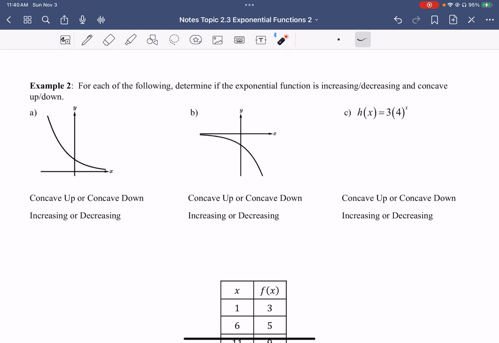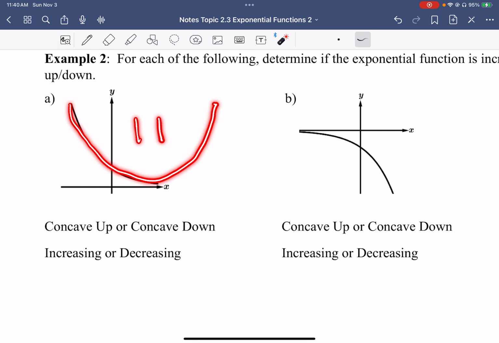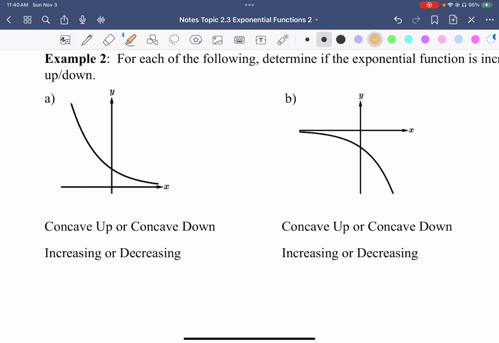Okay, example 2. For each of the following, determine if the exponential function is increasing or decreasing, and if it's concave up or concave down. Okay, so this graph, if I were to finish it, notice that it would make a smile. So I know that this graph has to be concave up. And then if I trace it going from left to right, notice that this graph is going down. So this one has to be decreasing.